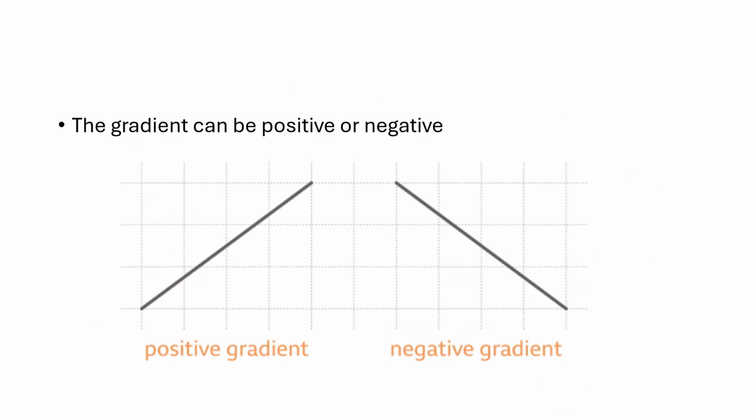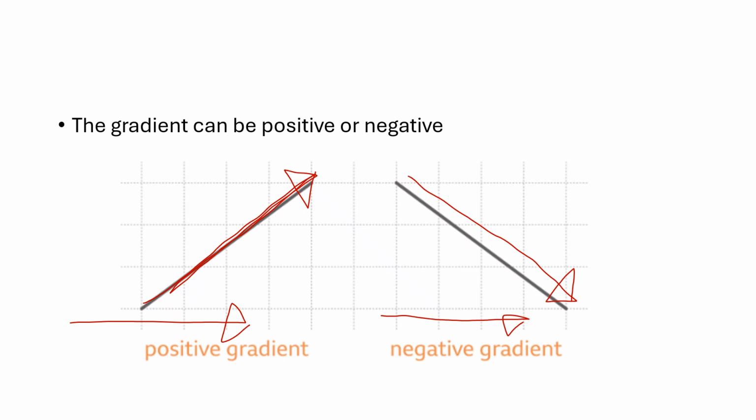Now, our gradient can be either positive or negative, and it's helpful to think of this as going from left to right, like we're reading across the page. If, as we go across the page, it's going upwards, it's a positive gradient. If we go across the page and it's going downwards, it's a negative gradient.